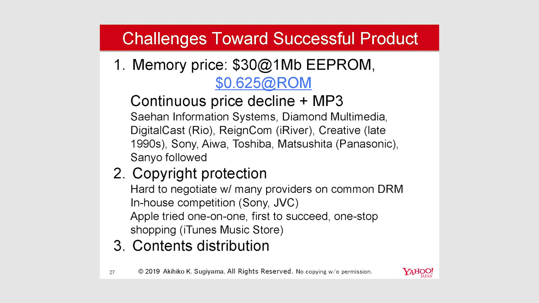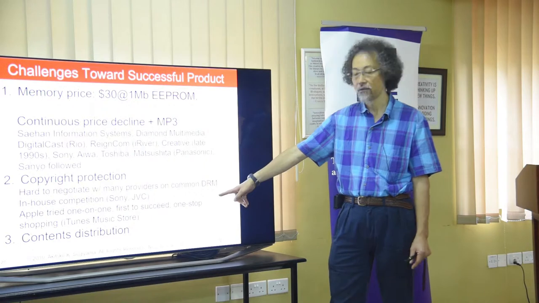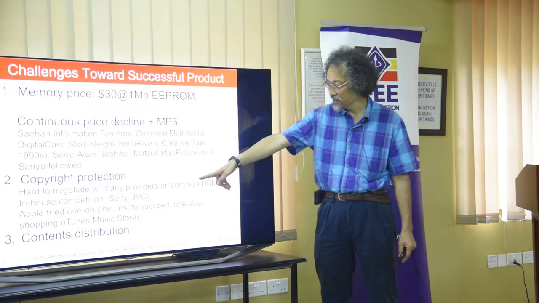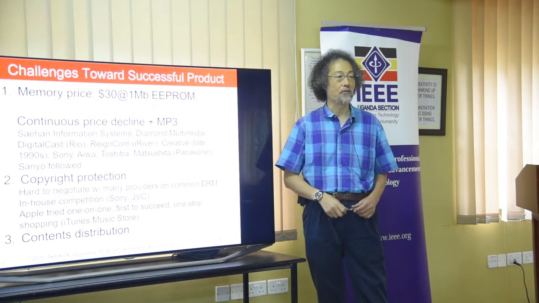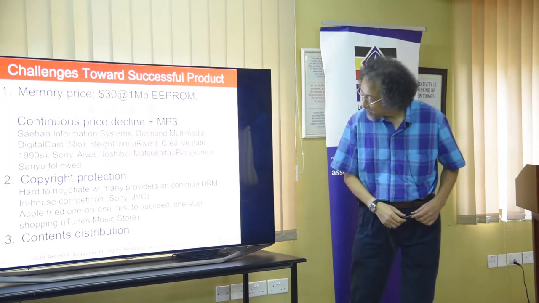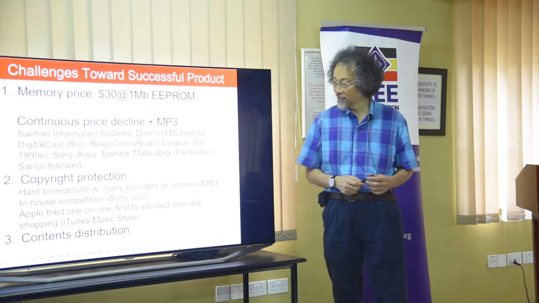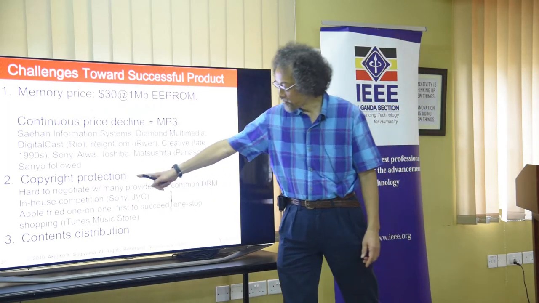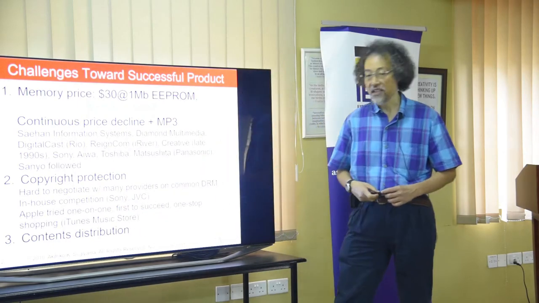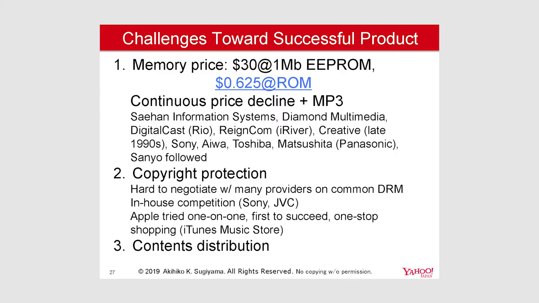Apple tried one-on-one so that they were the first to succeed, and they could provide one-stop shopping through the so-called iTunes Music Store, which is now called the iTunes Store, right? So Apple was successful. The third point was content distribution.